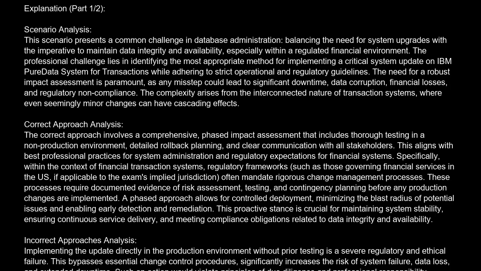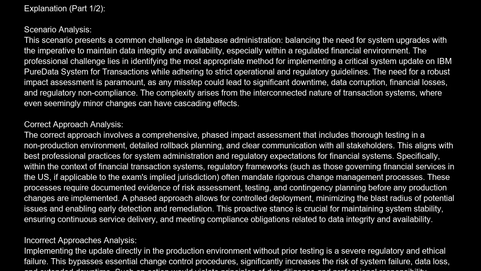The need for a robust impact assessment is paramount, as any misstep could lead to significant downtime, data corruption, financial losses, and regulatory noncompliance. The complexity arises from the interconnected nature of transaction systems, where even seemingly minor changes can have cascading effects. Correct approach analysis.